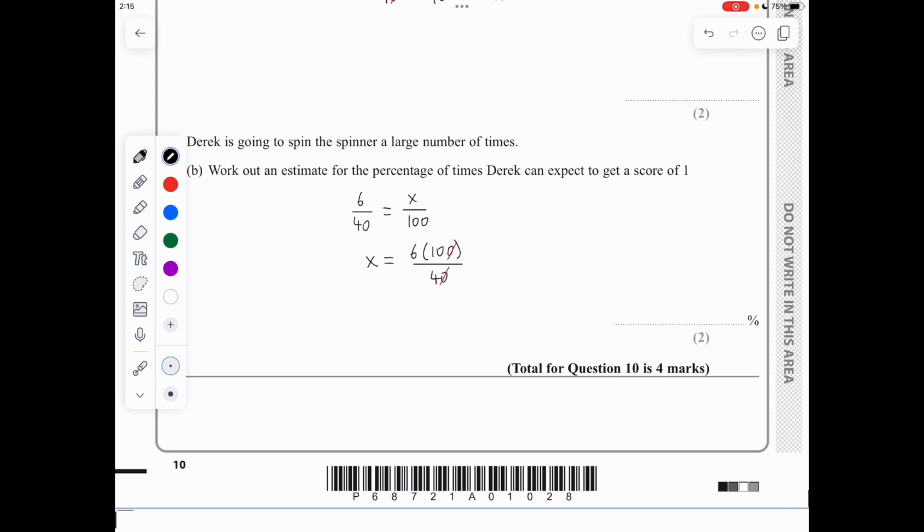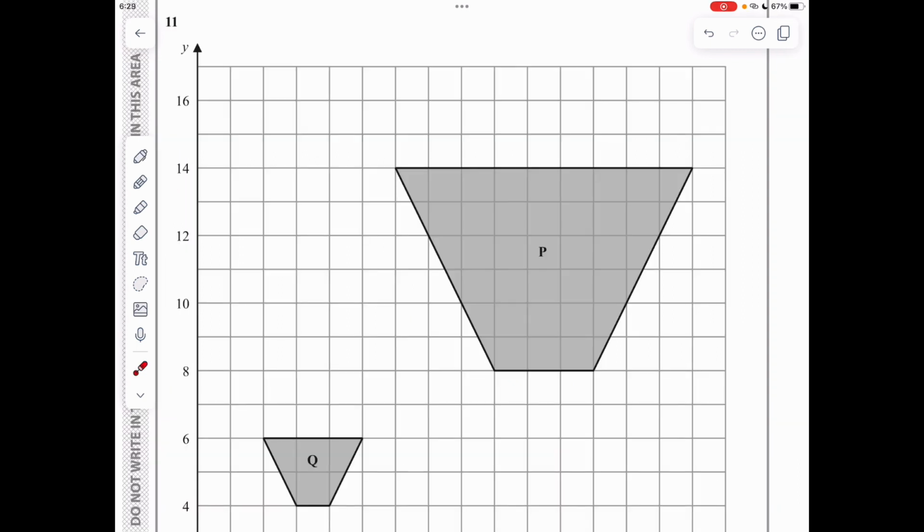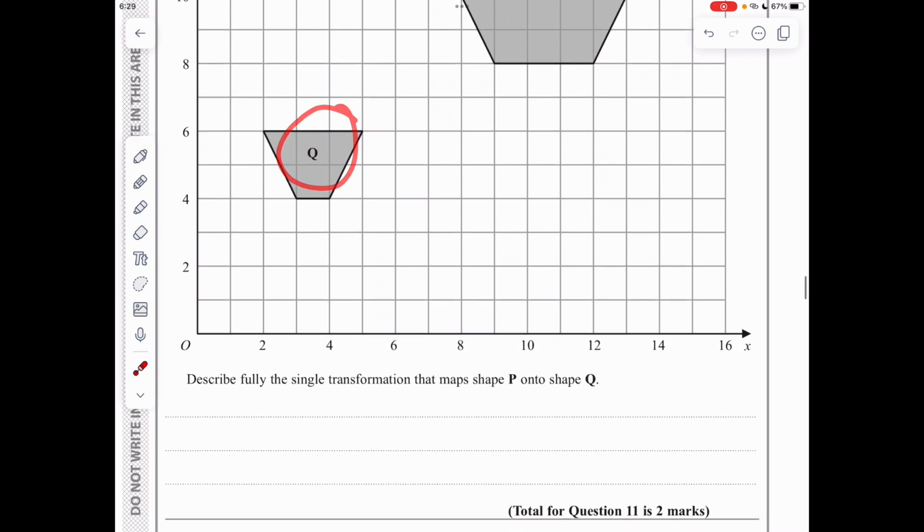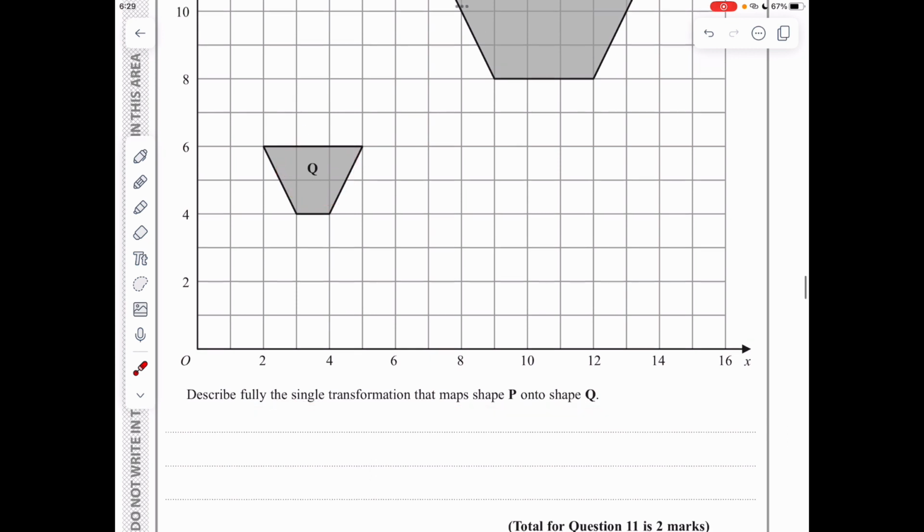This leads to 60 over 4, which is of course 15%. In question 11, we're given here the trapezia Q and P, and we are told to describe fully the single transformation that maps P onto Q.